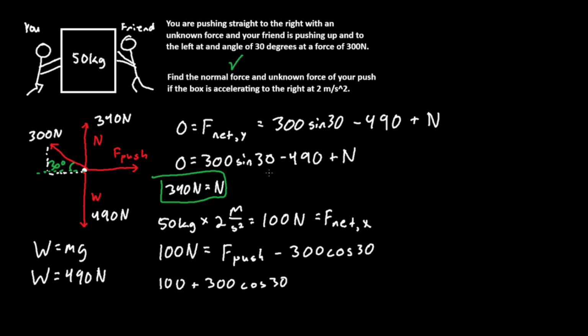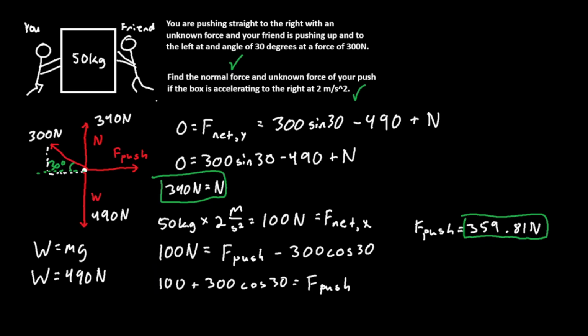What you can do is add 300 cosine of 30 onto both sides of the equation, and then you get a real number for your F push. And F push, if you add 100 plus 300 cosine of 30, is approximately 359.81 newtons. So you are pushing at 359.81 newtons in order to resist the push of your friend, and also accelerate the box to the right at a rate of 2 meters per second squared.